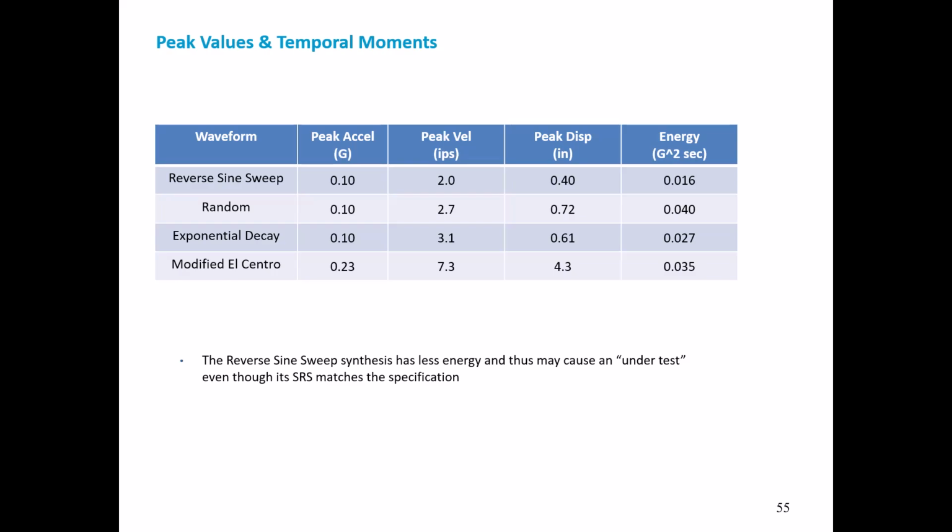We need further control, but hopefully someday industry will come around to that, even though that idea has been kicking around since the 1950s. So the reverse sine sweep synthesis had less energy and this may cause an undertest, even though its SRS matches the specification. It's a restatement of what I already said.